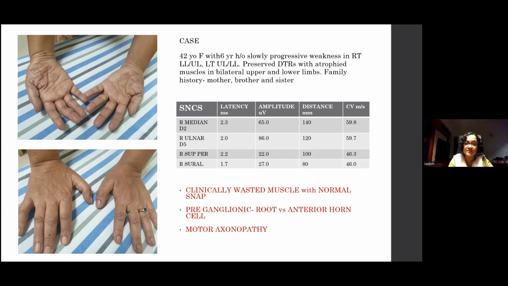Motor axonopathy is another possibility that should be there. That means it's pure motor axons. We know that such conditions are highly rare and we hardly ever see them, but these are the three things that you should keep in mind as you continue the evaluation.